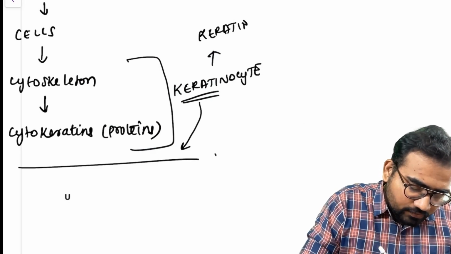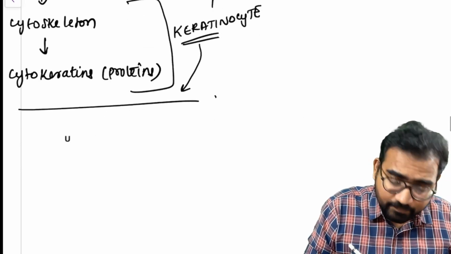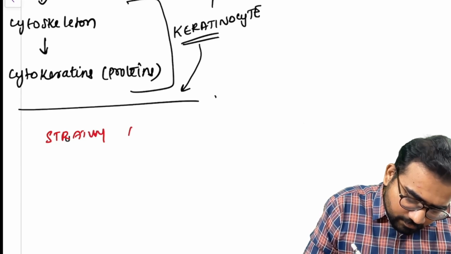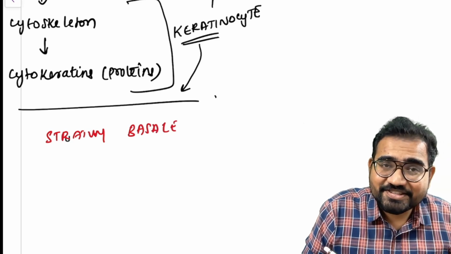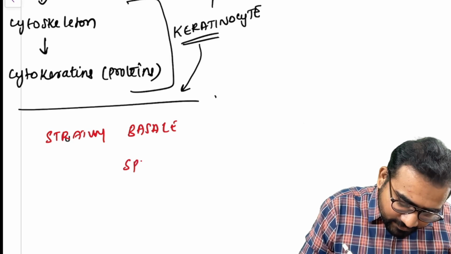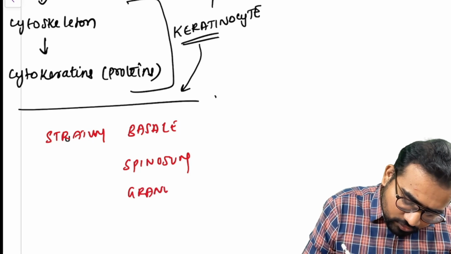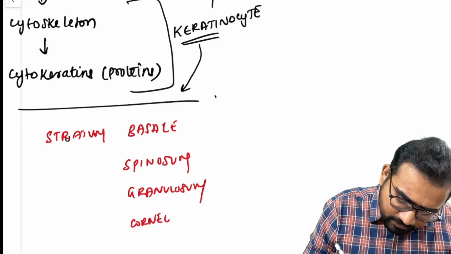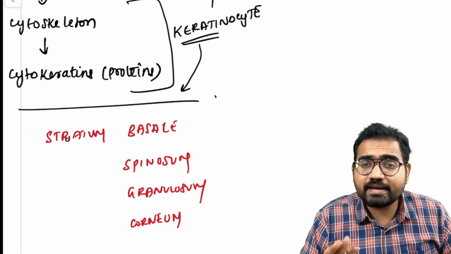Okay, so as we all know, there are four layers of skin. What are they? Stratum basale, next stratum spinosum, stratum granulosum, stratum corneum. Okay, these are all the four layers of a keratinized epithelium.